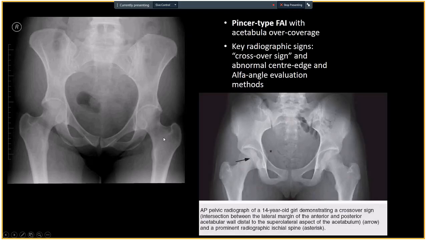In this case, you can see a pincer type deformity that typically affects women a little bit more commonly, and indeed this patient is a female. And there are other features that can demonstrate that pincer type deformity, again, so the prominence of the ischial spine, in fact that crossover sign, when the anterior and posterior acetabular walls tend to cross over in this area.